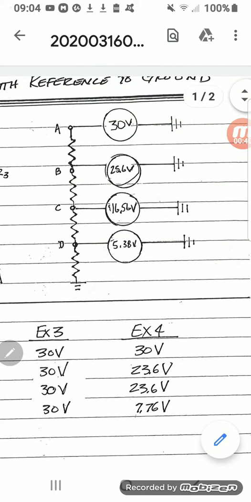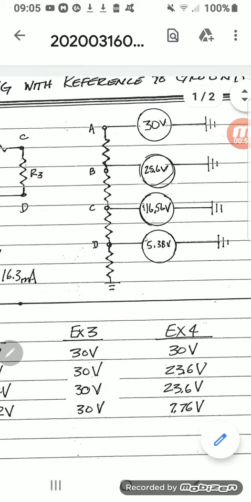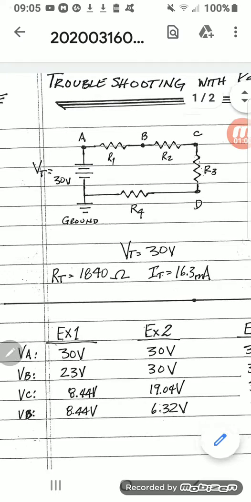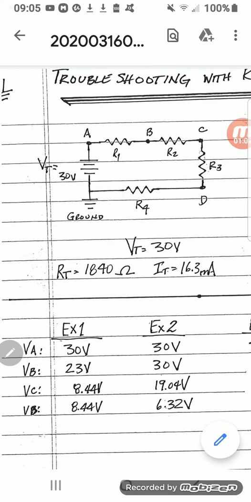And those normal readings are going to be 30, 25.6, 16.5, and then basically 5.4 here. And that's what we're looking at as normal readings. So when I'm reading at point A, I'm reading these 4 resistors. At point B, I'm reading the bottom 3, at point C, I'm reading the bottom 2, and at point D, I'm reading the bottom 2.